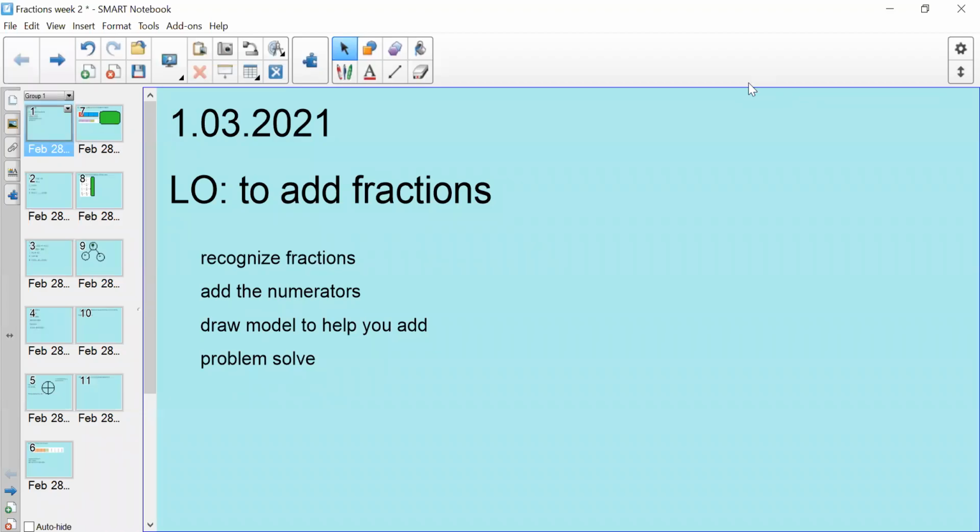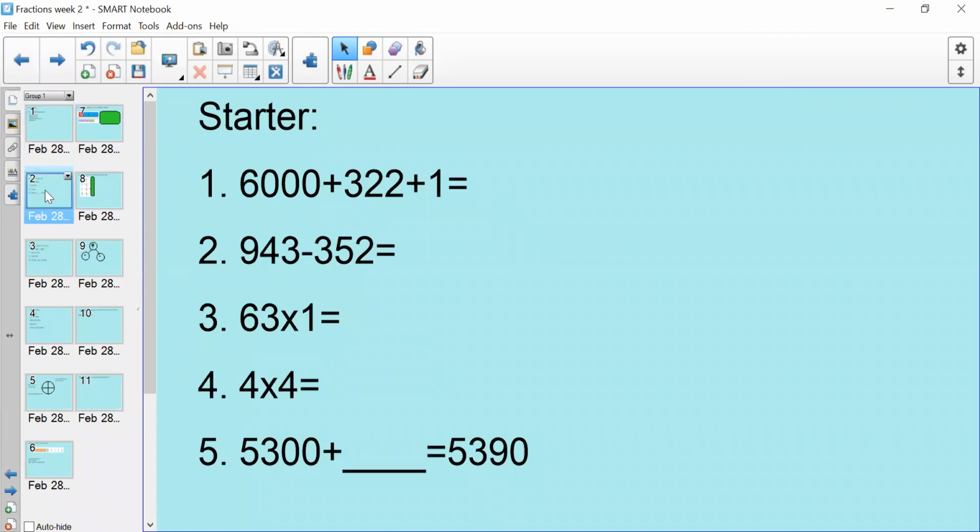Good morning, year fours. Our maths lesson today is to continue to look at fractions. So we're going to add fractions today. And our success criteria is to recognize fractions, to add the numerators, draw models to help us add, and to problem solve. So to begin with, we will look at our starter.